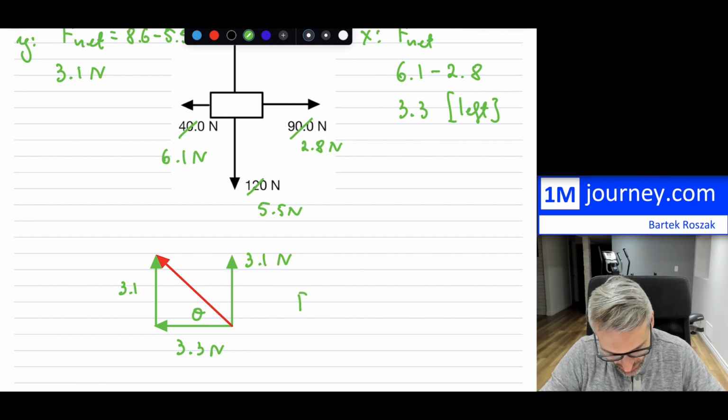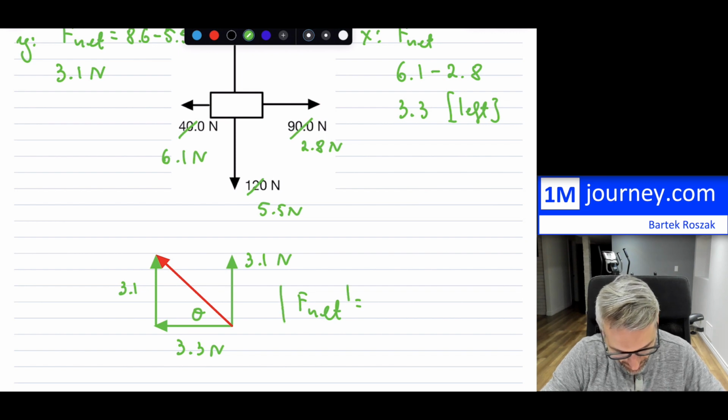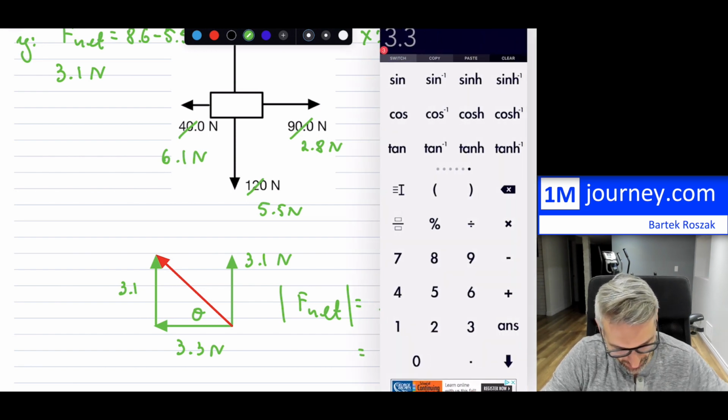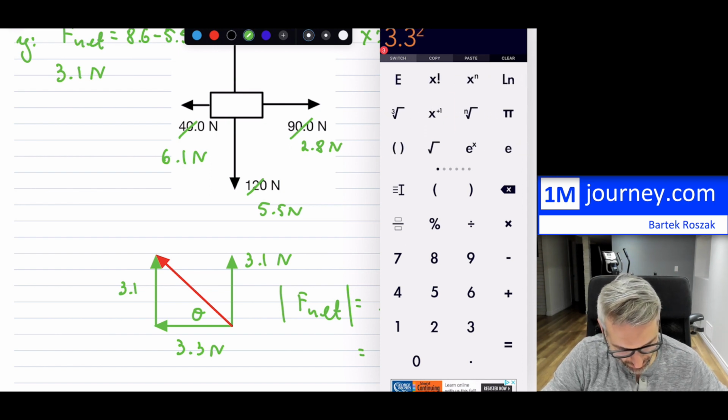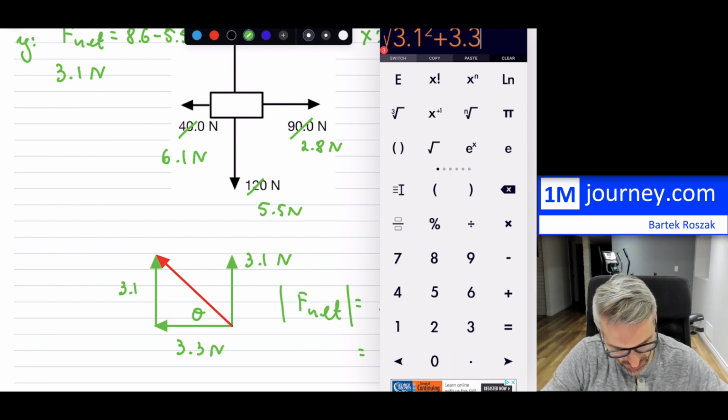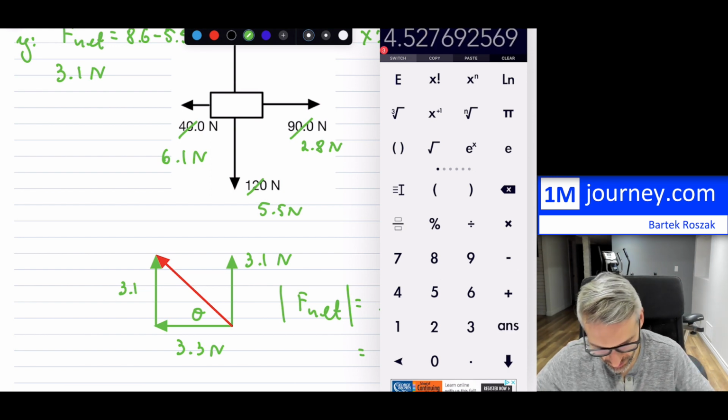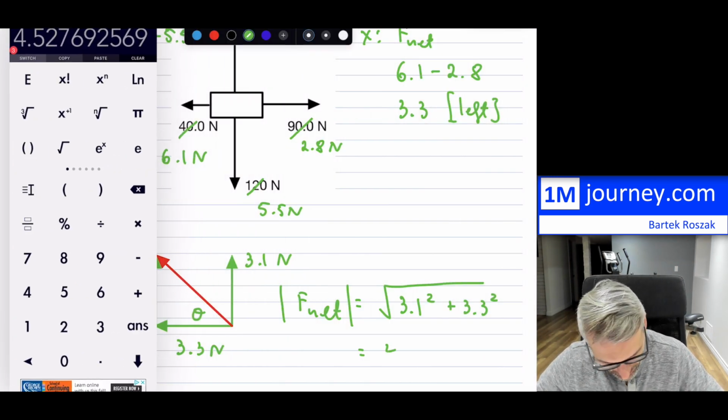So the net magnitude for this is the square root of 3.1 squared plus 3.3 squared. Let's see what that gives us. I'm going to go back because I need the square root of the whole thing: 3.1 squared plus 3.3 squared. And with 2 sig figs, I guess it's 4.5 newtons.